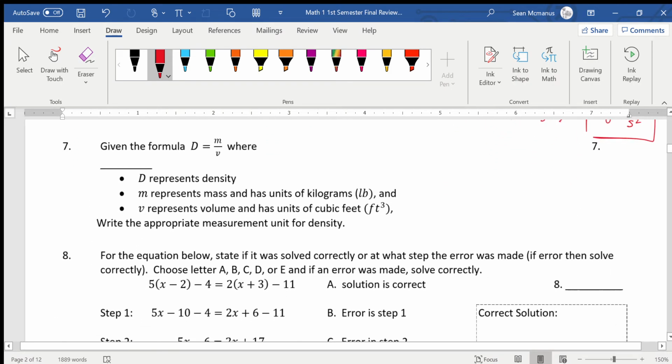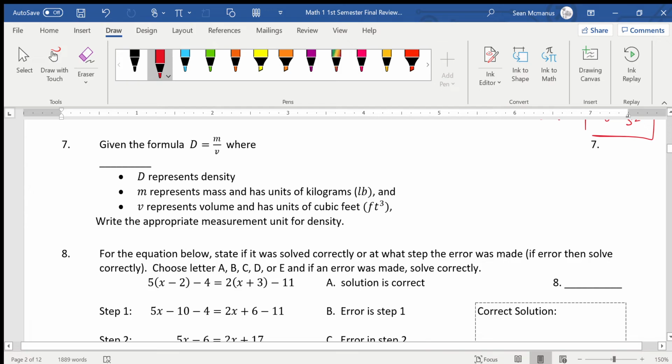All right, 7. Given the formula D equals m over v, where D is density, m is mass in kilograms or pounds, and v is the volume, right? So density is how heavy something is per size, per volume. So D equals m over v. And again, it's asking me to write the units.